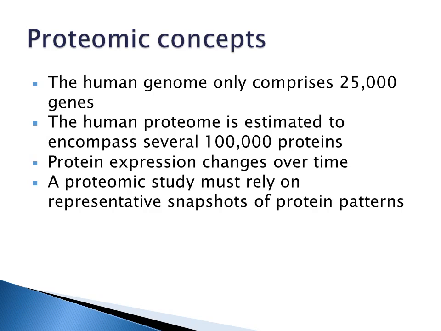The proteomic concepts. So the human genome only comprises 25,000 genes. That's much less than what was originally estimated that the human genome would contain. The human proteome is estimated to encompass several 100,000 proteins. So the overall dynamic range of individual protein levels spans 6 orders of magnitude in a cell, and at least 10 in the human body. And protein expression changes over time in certain situations. So a proteomic study must rely on representative snapshots of protein patterns.